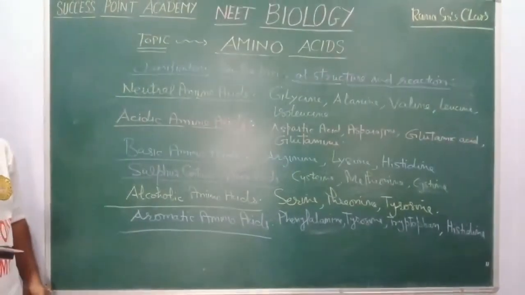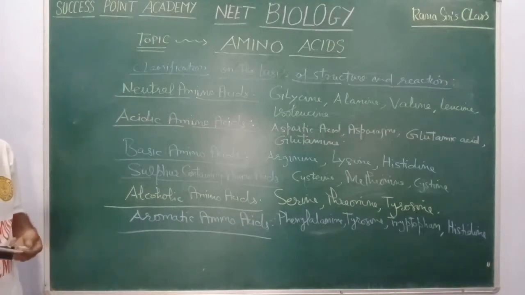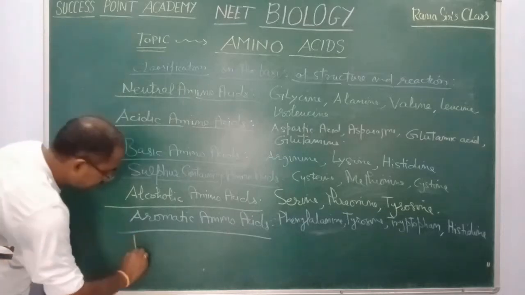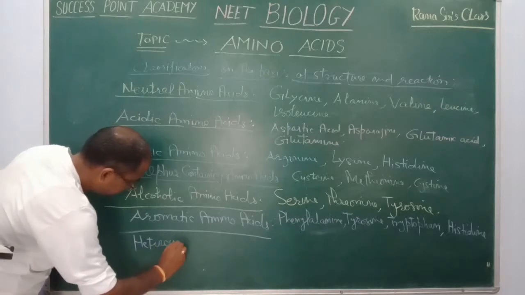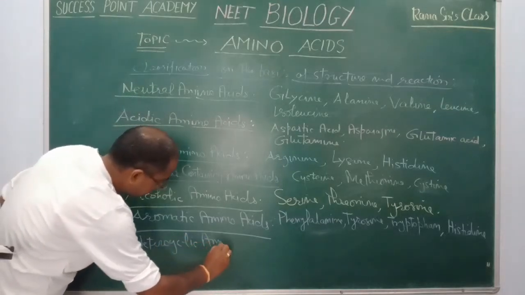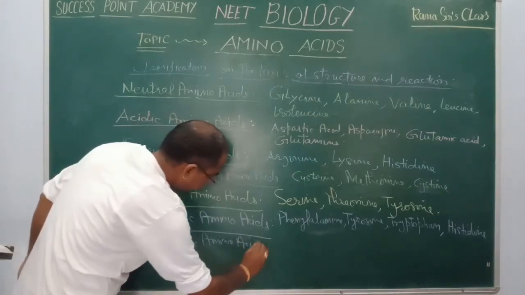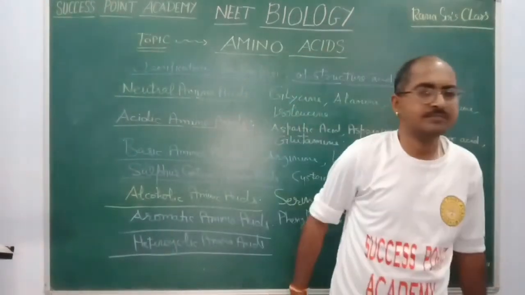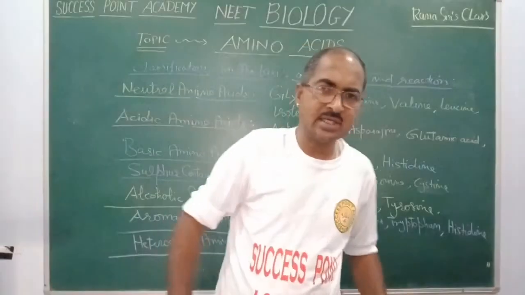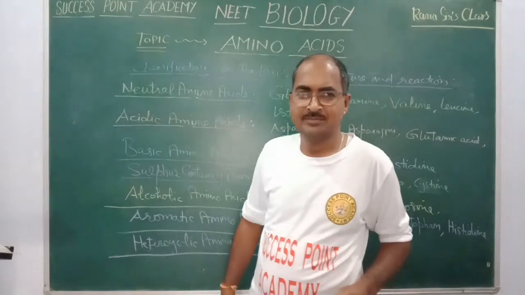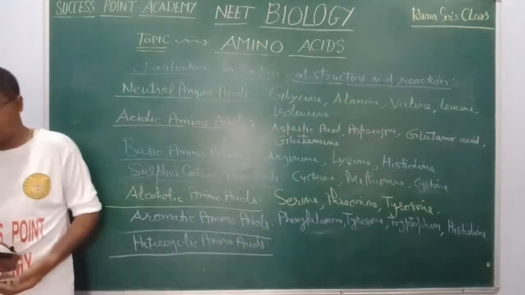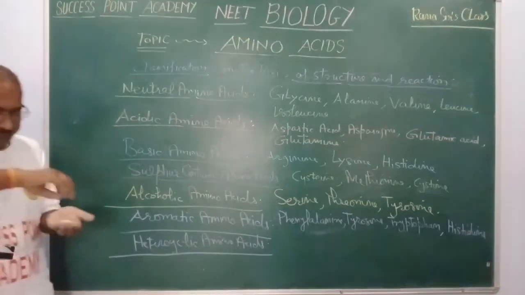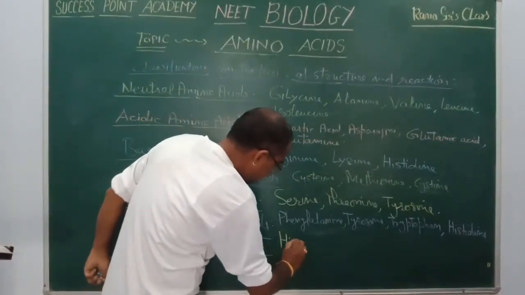And last is heterocyclic. Heterocyclic amino acids means the ring structure will be different. That is called heterocyclic. There can be a difference in the ring structure, there can be nitrogen in it. Okay. So they are histidine and proline.